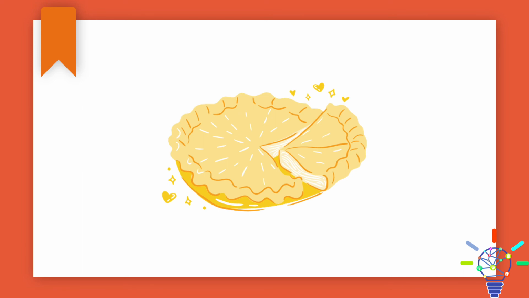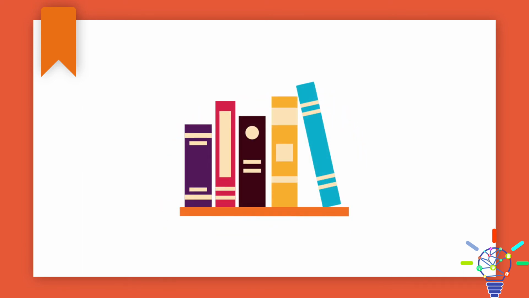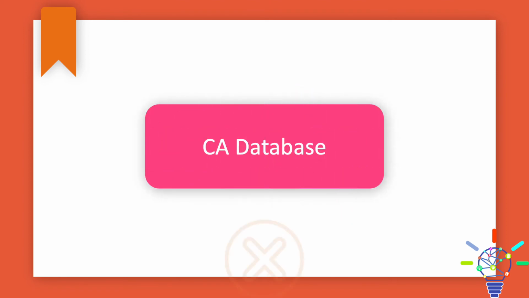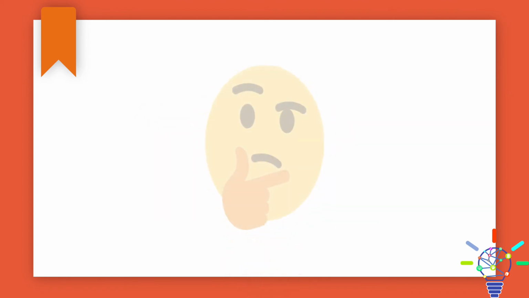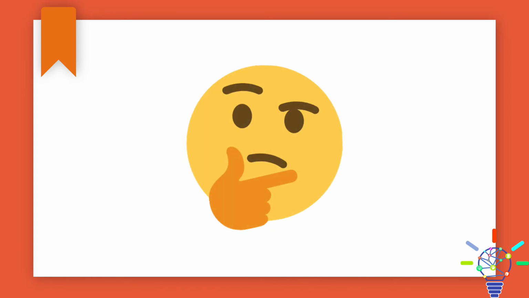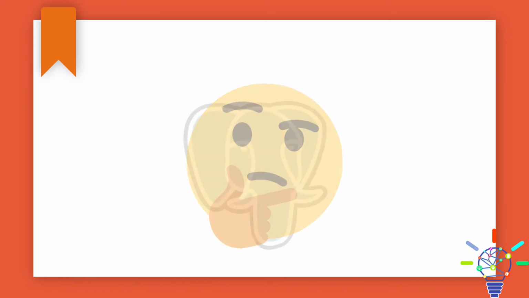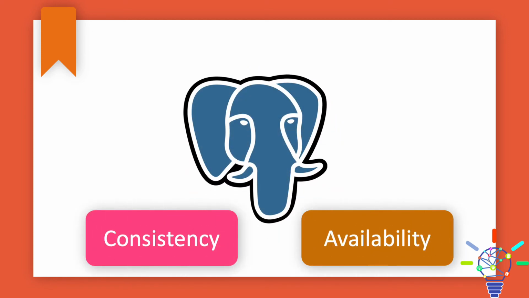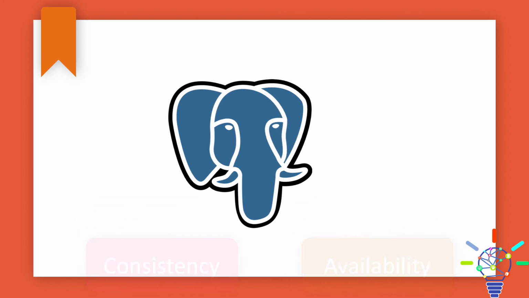So, while we can discuss a CA distributed database in theory, for all practical purposes, a CA distributed database can't exist. However, this doesn't mean you can't have a CA database for your distributed application if you need one. Many relational databases, such as PostgreSQL, deliver consistency and availability, and can be deployed to multiple nodes, using replication.